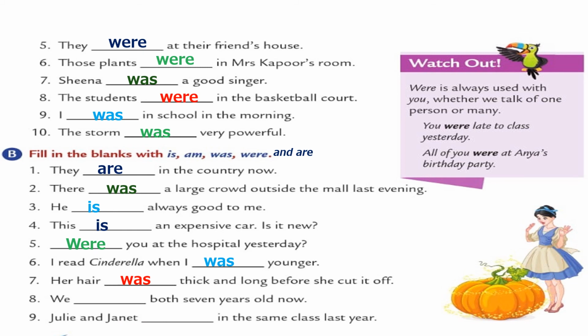We dash both 7 years old now. So now means present tense and we is plural. So we are. Julie and Janet dash in the same class last year. So last year tells you that this is in the past. And Julie and Janet, two girls, so this is plural. Julie and Janet were in the same class last year.